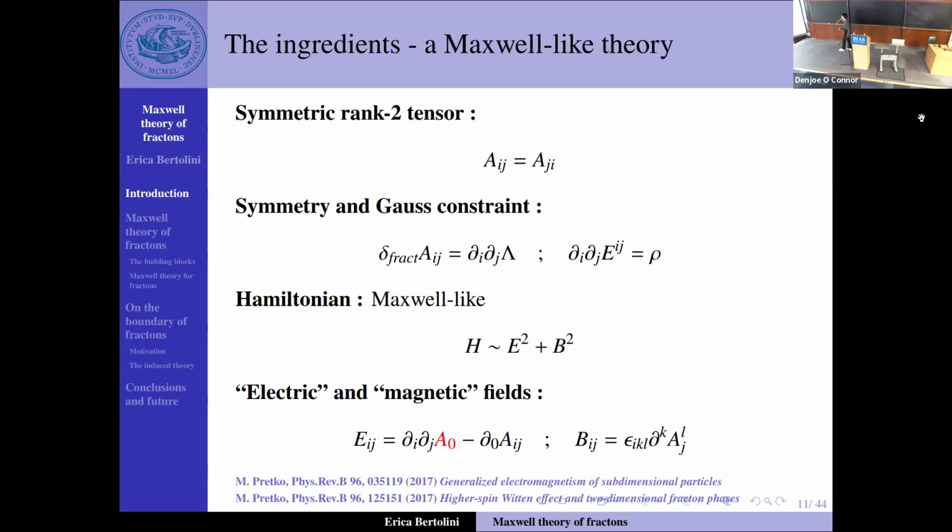In particular, here we have an A0 field, which is introduced in the models in order to implement the Gauss constraint. So it's a multiplier. It's called A0 because it reminds of the zero component of the Maxwell gauge field. However, in this case, it has no relation with the standard symmetric tensor field.